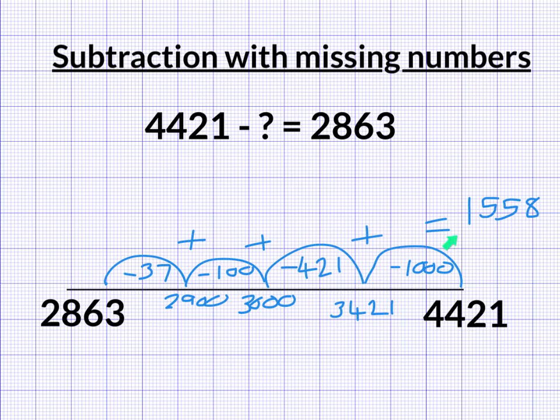So we're going to jump back 1,000, that's going to give us 3,421. Then if we jump back 421 to get us to 3,000, if we take away 100, that'll get us to 2,900, and then the difference between these two numbers is 37. If we add up all of our jumps, we get 1,558, which is our missing number.